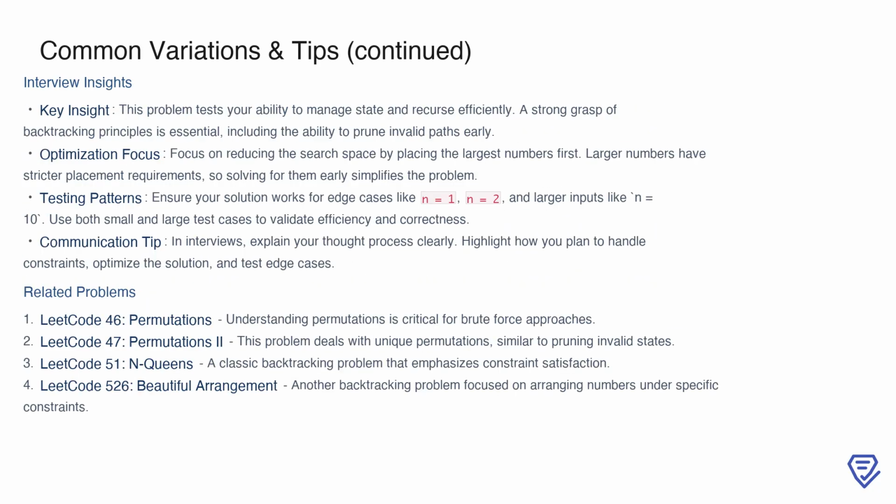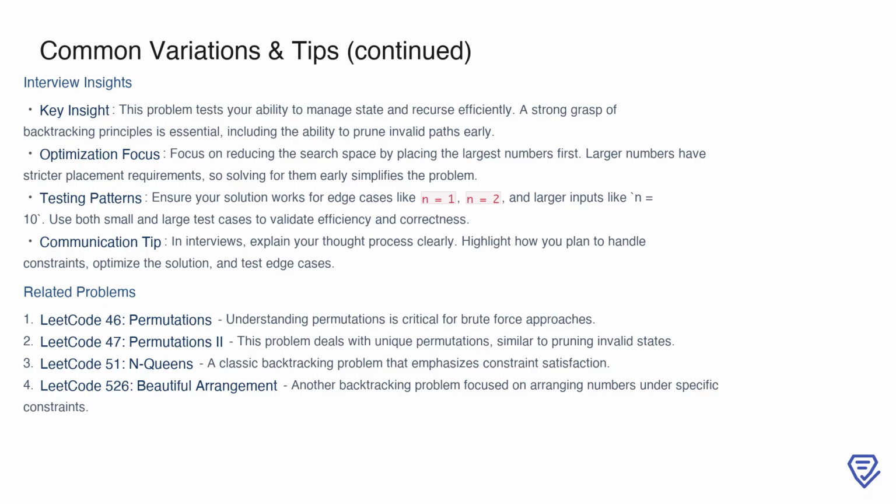Now, let's focus on insights that are especially relevant for interviews. The key takeaway here is that this problem tests your ability to manage state and recurse efficiently, making a strong understanding of backtracking principles critical. One optimization strategy is to place the largest numbers first, as they have stricter placement requirements. Solving for them early simplifies the problem and reduces the search space significantly. It's also important to test your solution against a range of scenarios, including edge cases like n equals 1 and n equals 2, as well as larger inputs such as n equals 10, to ensure both correctness and efficiency.